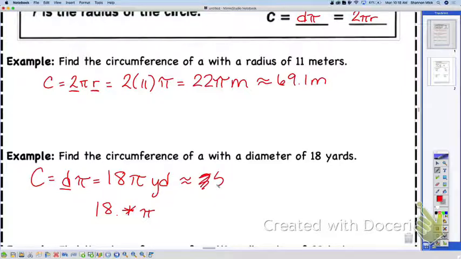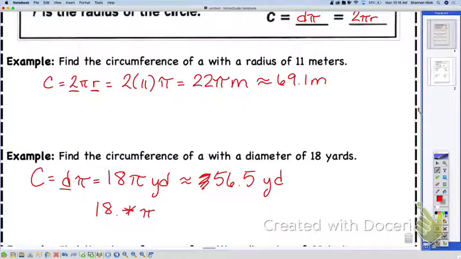Shh, I'm trying to record. You can whisper. Make sure you're using your approximately symbol when you're approximating.